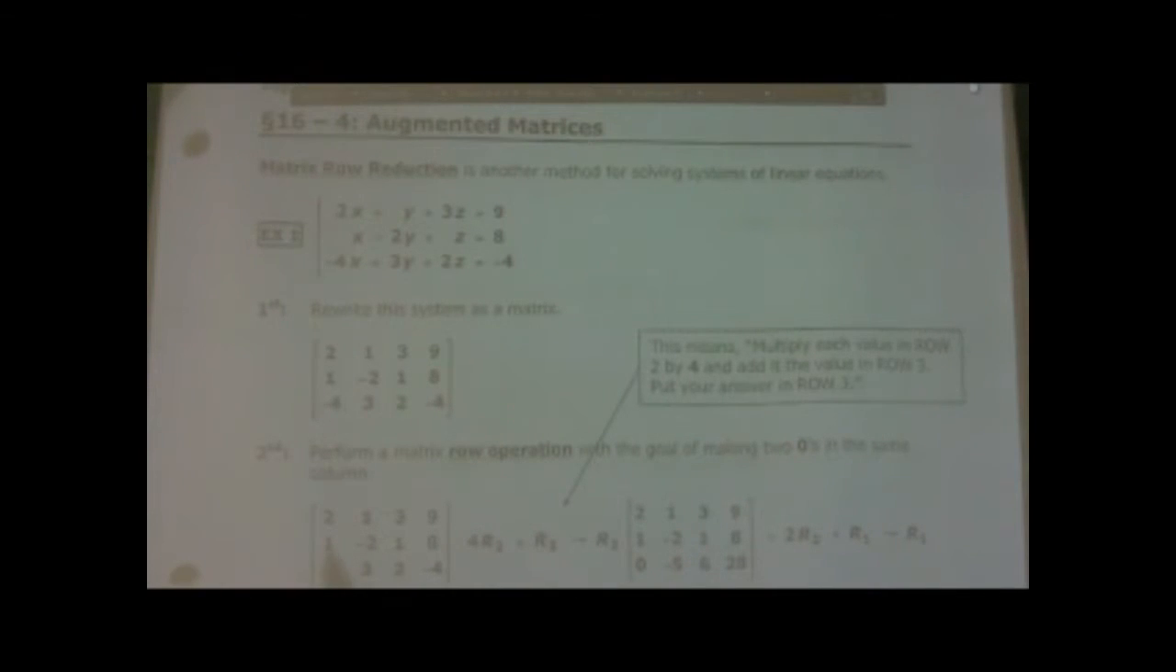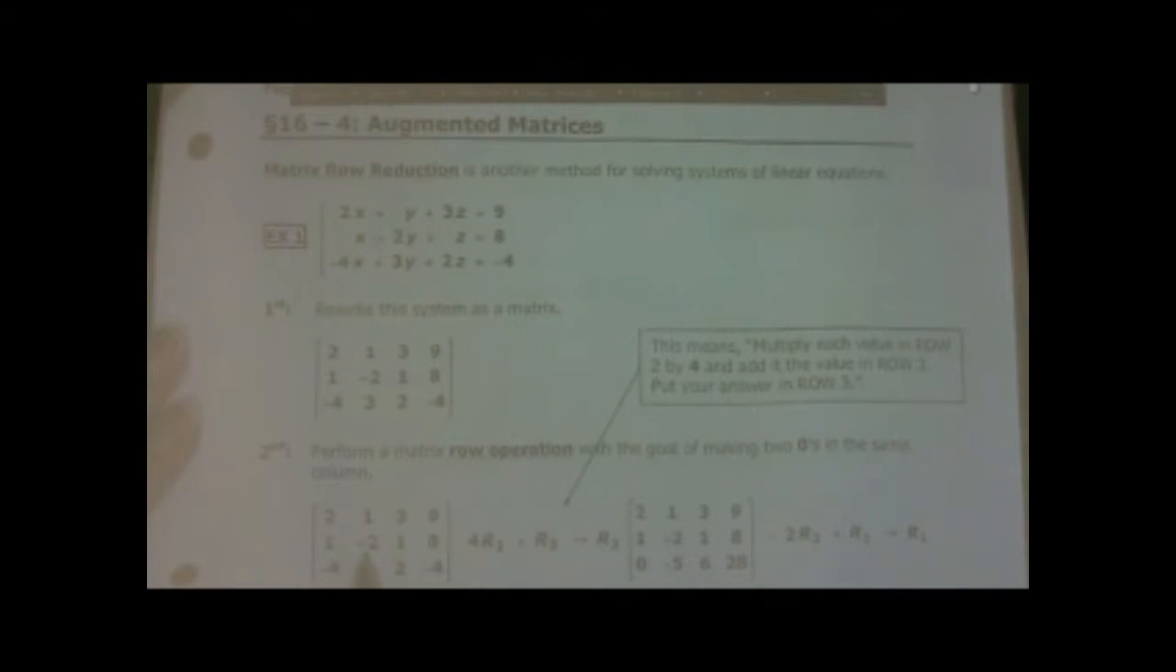And when we do that, what ends up happening is our x terms will eliminate. And what we're going to find is we're going to get a 0 in an x position. All right? So in order to create a 0 here, I'm going to multiply the second row by 4 and add it to this row. So 4 times 1 plus -4 is going to give me 0. And I'm going to put that in my third row.